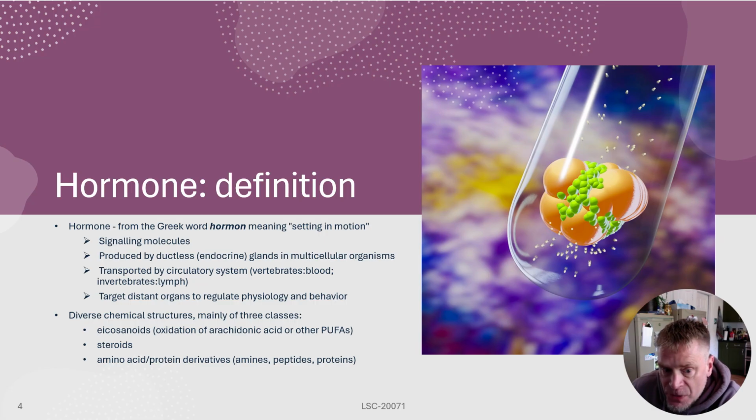They have diverse chemical structures, mainly in three classes. So you have eicosanoids, which come from oxidation of arachidonic acid or other PUFAs. We have steroids, and we have amino acid or protein derivatives.